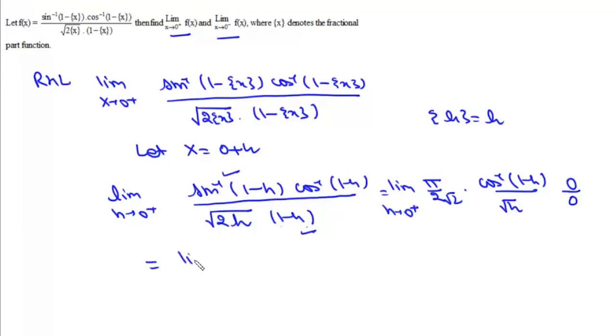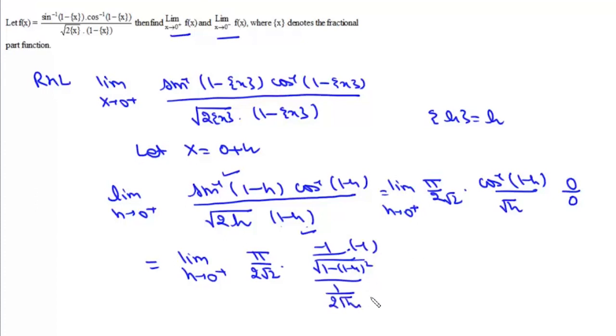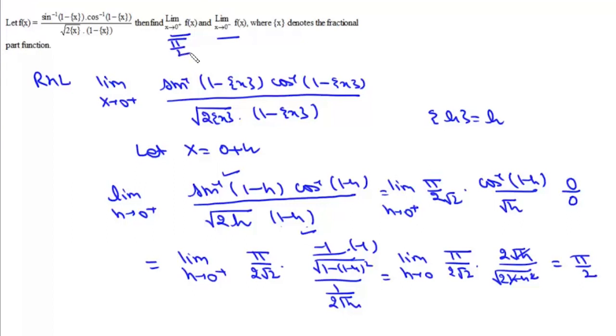We'll use L'Hopital's rule. We'll write limit h tends to 0 positive pi upon 2 root 2. Now this is minus 1 upon under root of 1 minus 1 minus h whole square, and then derivative of minus h is minus 1, divided by derivative of under root h, which is 1 upon 2 root h. Now minus and minus will be plus, so it will be this limit h tends to 0 pi upon 2 root 2, and we can write this as 2 root h, and here will be this under root of 2h minus h square. Now under root h will cancel, so we get this value as pi by 2. So for this function, its right hand limit is pi by 2. Now we'll find its left hand limit.